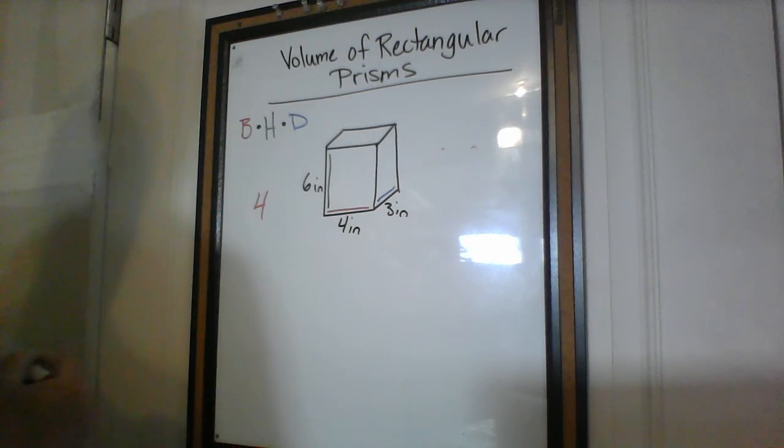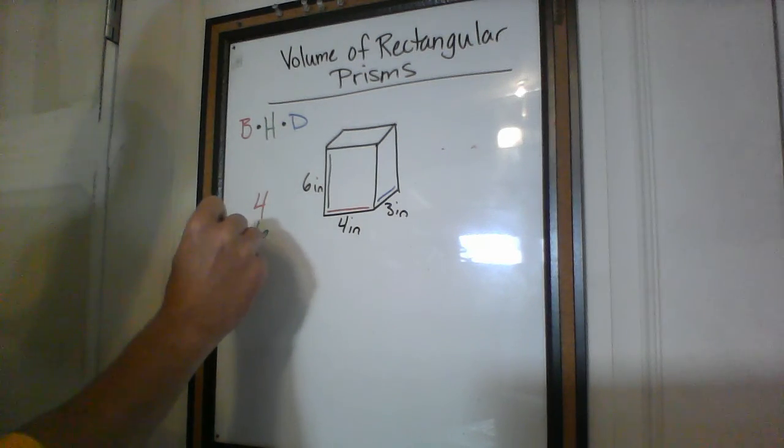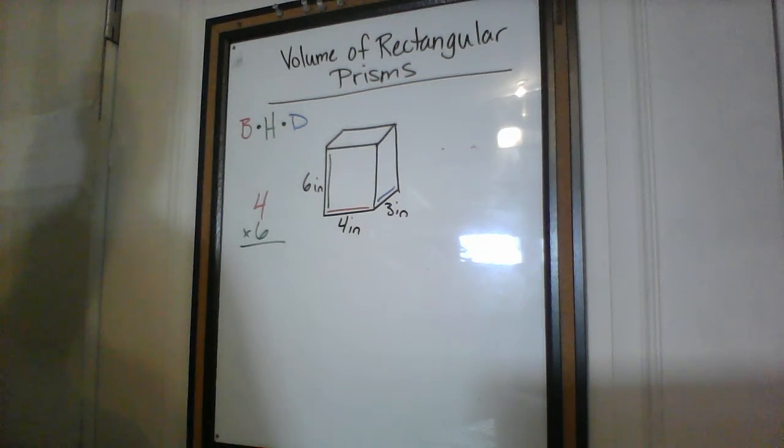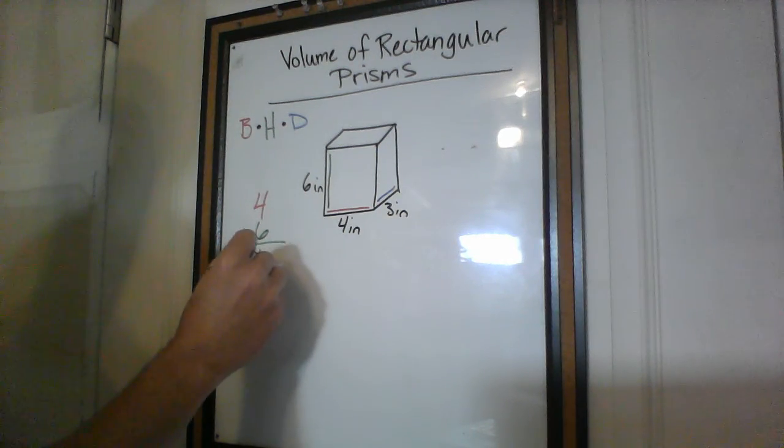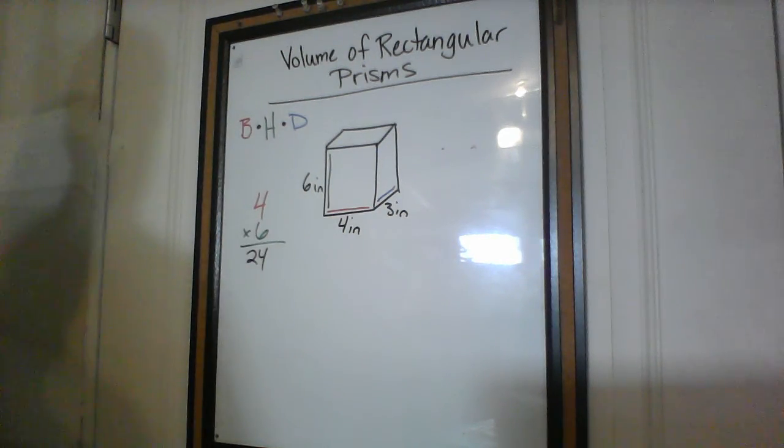So we're going to have 4, and we're going to multiply that by 6. That is going to give us an answer of 72 or 87 or 32.5, whatever it may be. We can make up numbers. No, we can't. That's 24. 4 times 6 is 24.